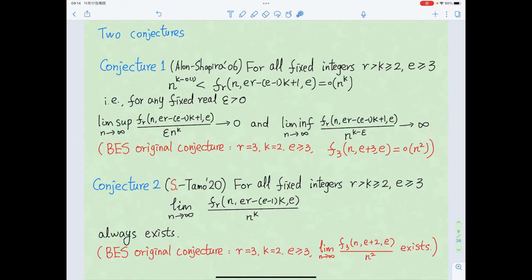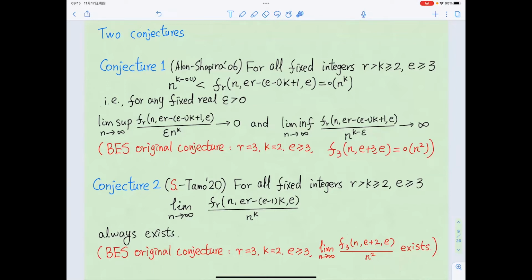In fact, there are two conjectures, which correspond to the previous two cases respectively. In the first conjecture, people conjecture that for all fixed integers r larger than k and at least 2, and e at least 3, the function in the second case has order little o of n to the power of k, but is larger than n to the power of k − little o of 1.